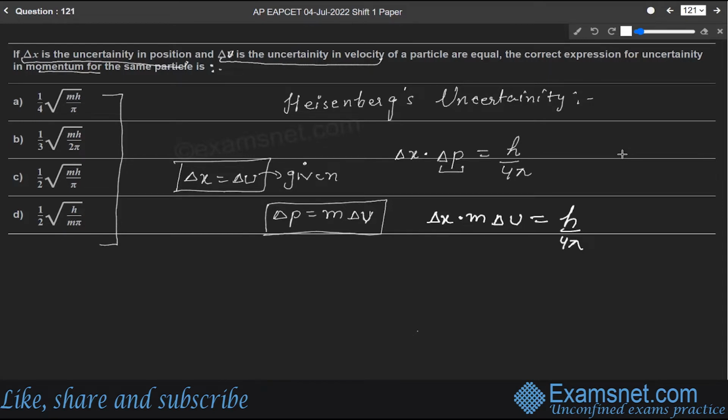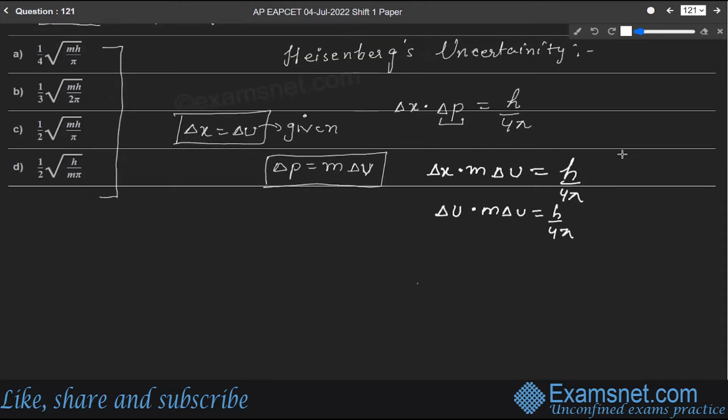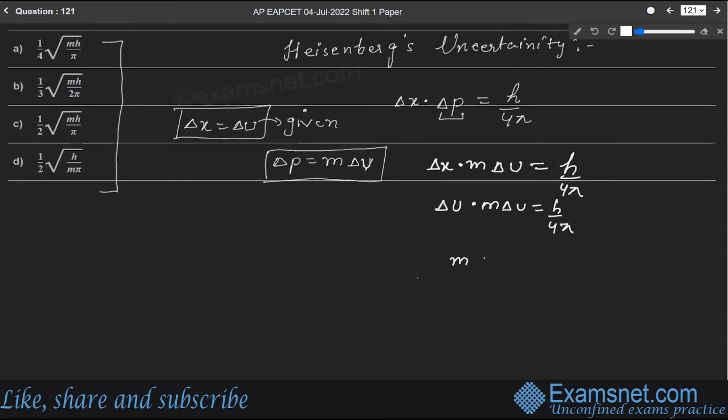Delta u or delta v, right? So both are velocities only. So in this case, that is already given to us, so you can replace this x with a u. So delta u times m delta u equals h over 4 pi. And now what you're getting as the answer is (m delta u) whole square equals h over 4 pi. And now you can easily get delta u equal to under root of h over 4 pi m.